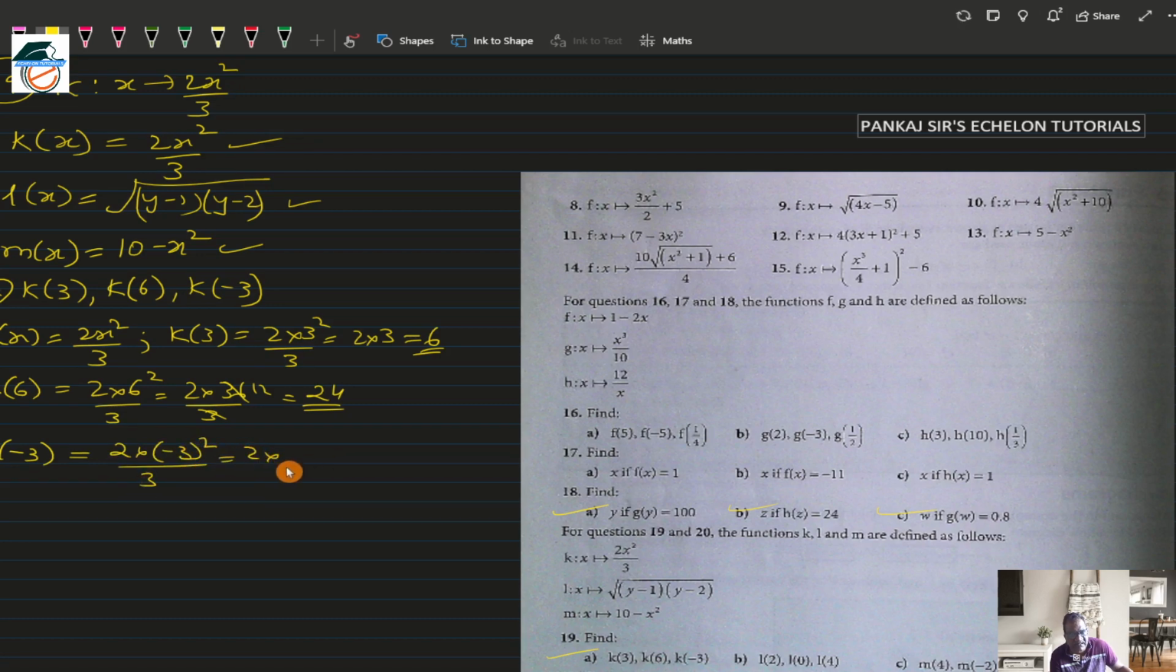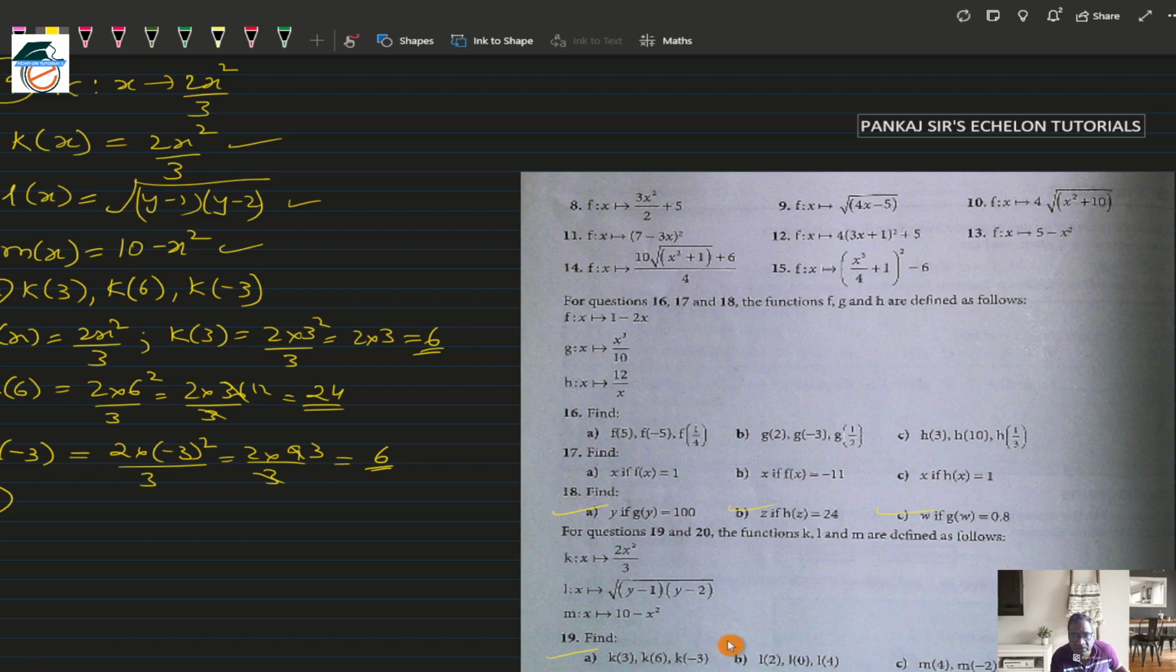That works out to 2 into 9 upon 3, which is 6. So these are the answers for the A part. Now B.